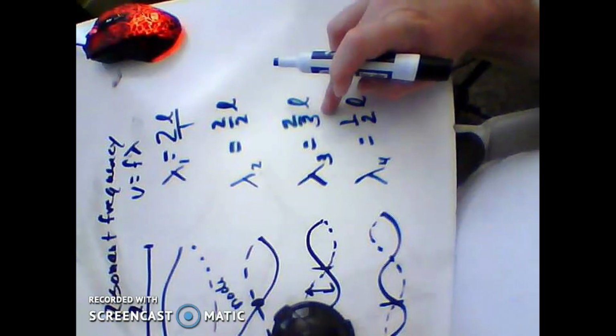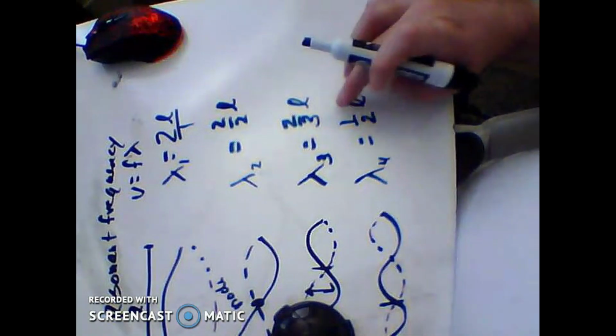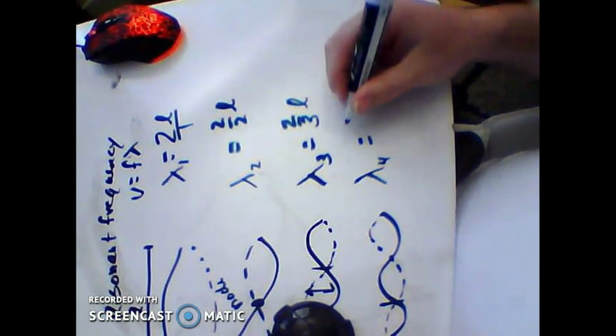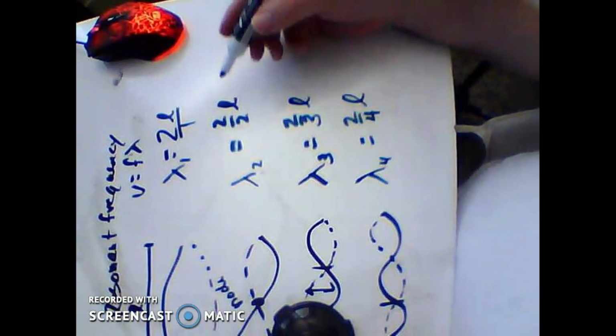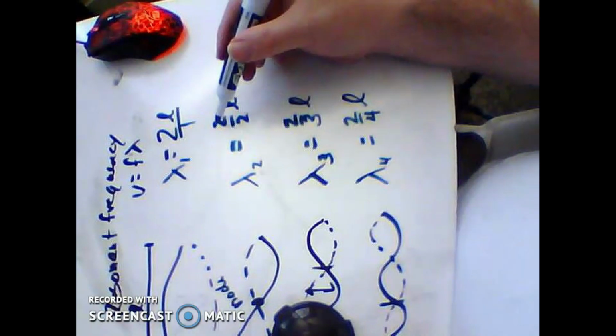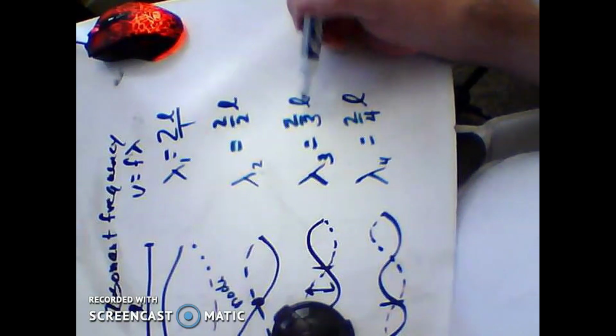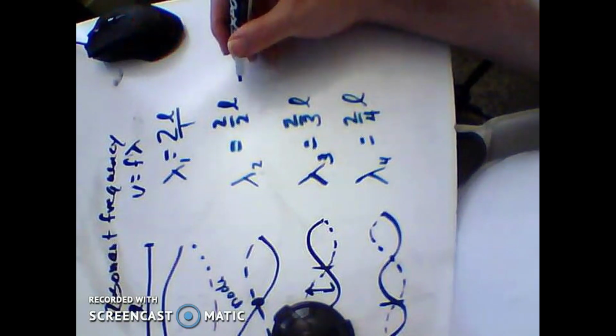This one is 2/3 L, and this one's 1/2 L. Let me draw a better L. But instead of doing 1/2, what if I do 2/4? If you do the math, 2 divided by 4, we're still at a half. I just wrote it out in a different way. And now you see a really clear pattern. For the first harmonic, it's 2L over 1. For the second harmonic, it's 2L over 2. For the third harmonic, it's 2L over 3. Do you see the pattern yet?